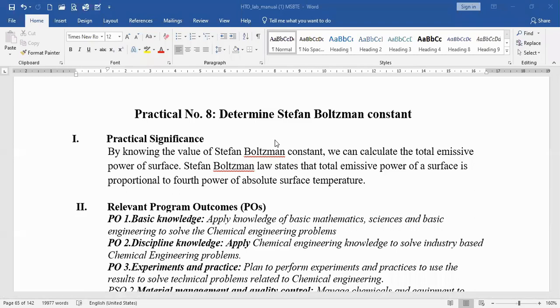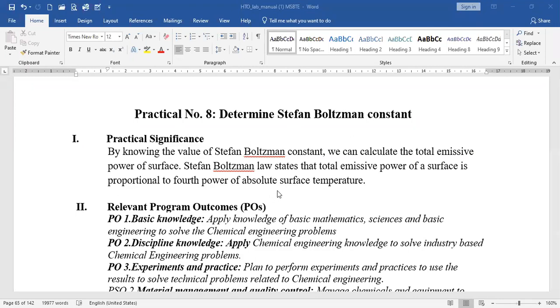In this session, we are going to discuss the determination of Stefan Boltzmann constant with the help of Stefan Boltzmann apparatus. The practical significance of this experiment is, by knowing the value of Stefan Boltzmann constant, we can calculate the total emissive power of a surface. The Stefan Boltzmann law states that the total emissive power of a surface is proportional to the fourth power of absolute surface temperature.